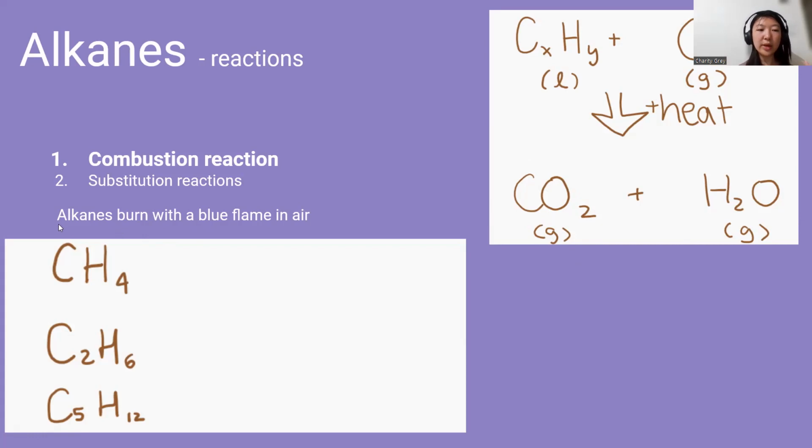So when these alkanes happen in the combustion reaction, they burn, right? All alkanes burn blue. So they burn a blue color in air. So here we have 3 examples. Please pause the video and try these examples out. Draw the combustion reaction for methane, for ethane, and for pentane.